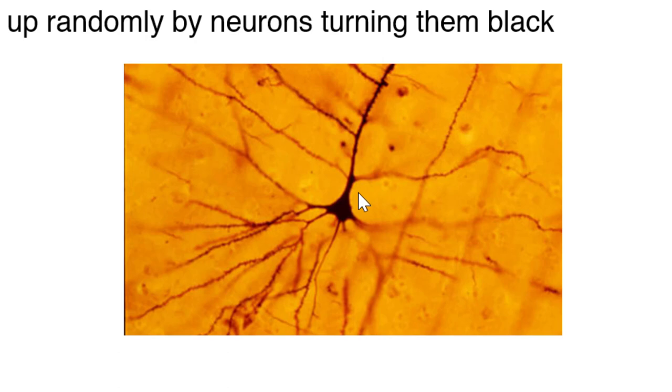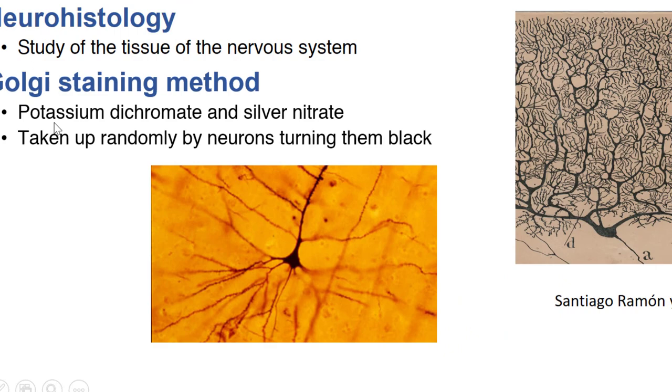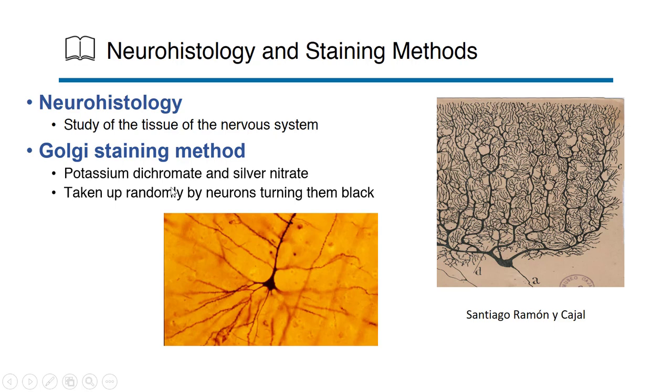You couldn't see the tissue. And with this Golgi stain procedure, potassium dichromate and silver nitrate are not taken in by every single cell. They're only taken in by a few, and they dye the cell dark black. And so Camillo Golgi, way back in the early 1900s, came up with a way of staining only specific cells and saw that the cells had all these dendritic branches and these axons that come out and the axonal branches.